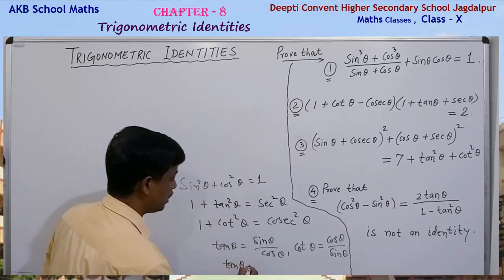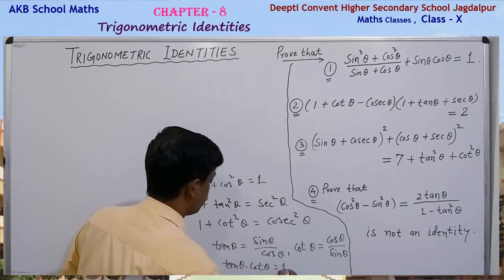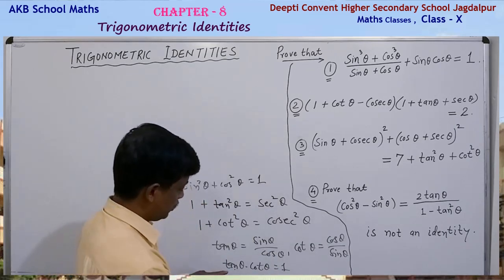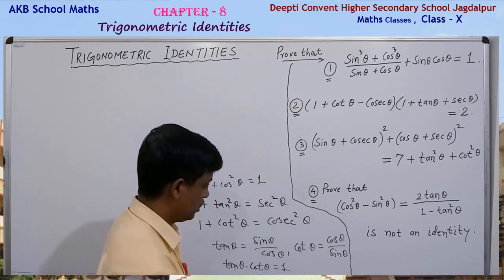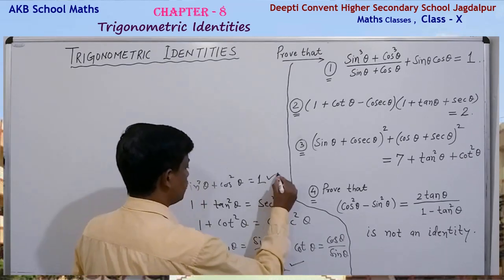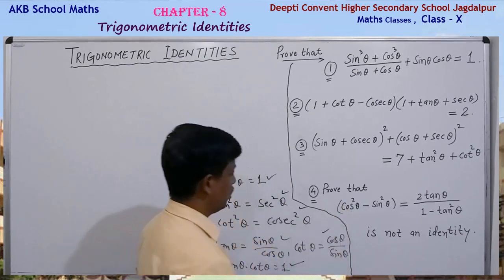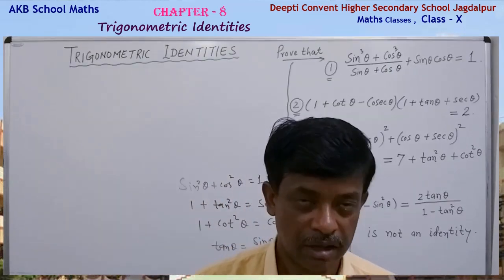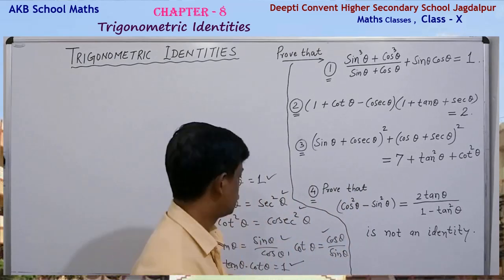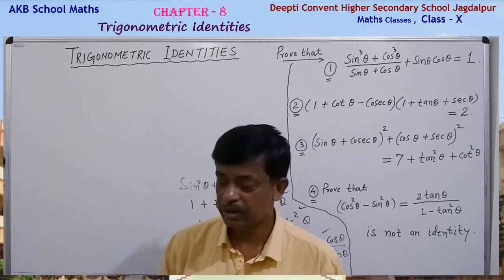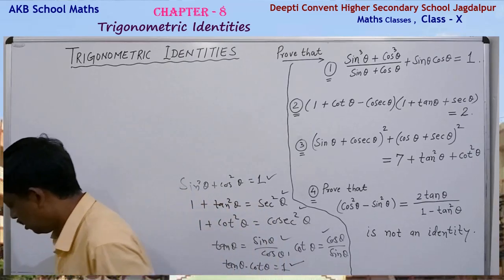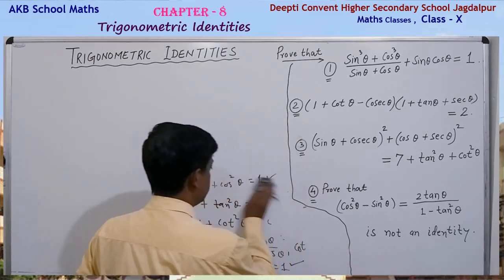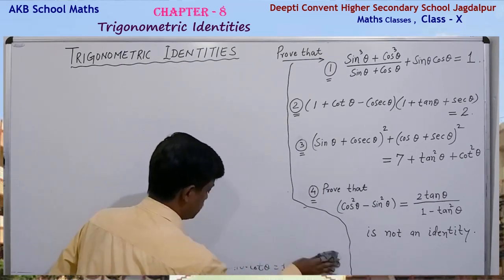Also we see that tan theta into cot theta equals 1, because tan theta is equal to 1 upon cot theta. So bring cot theta over here. These are our basic formulas for proving a relation, either identity or not. So remember this. Now we will try to prove them one by one. Clear?